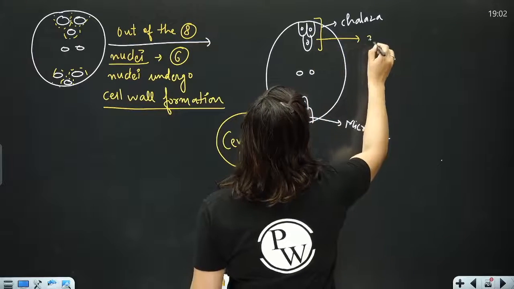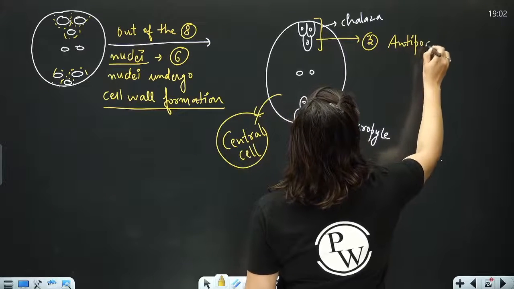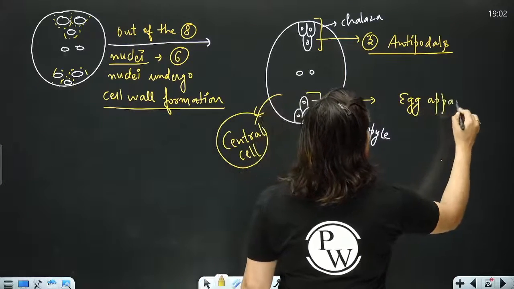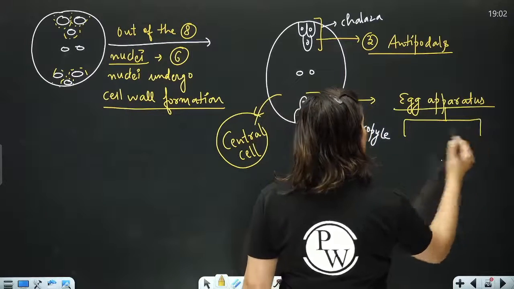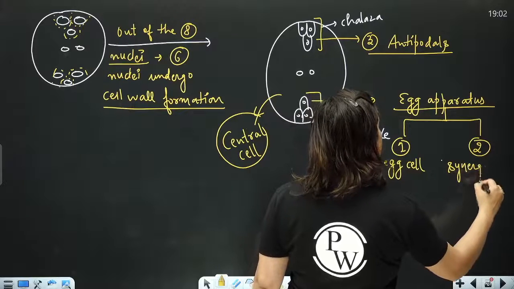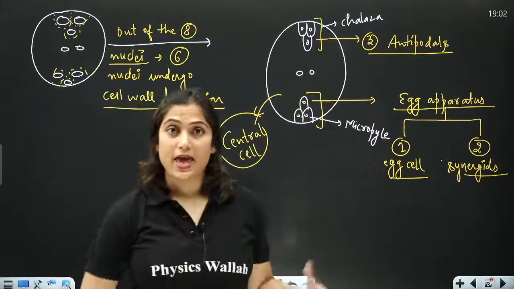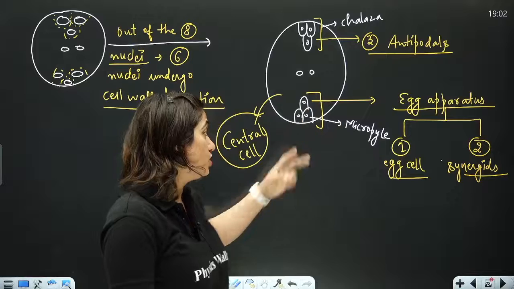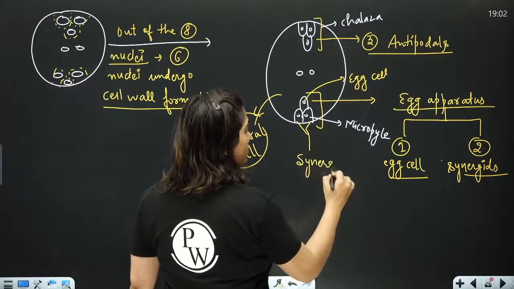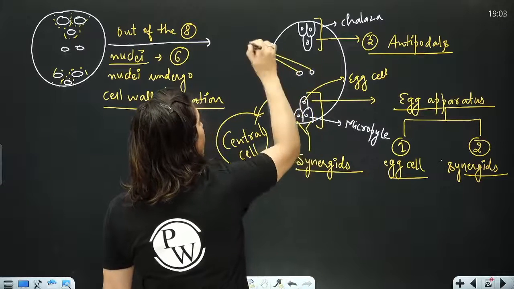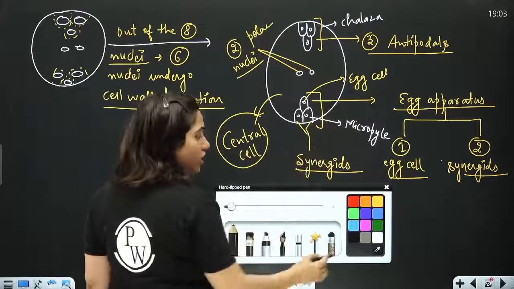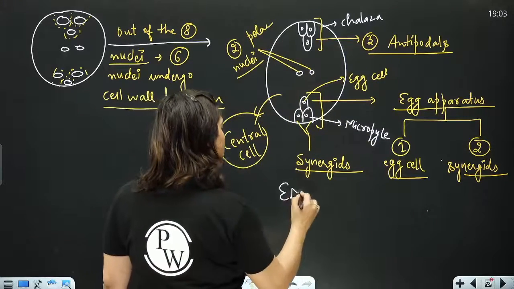These three cells are the three antipodal cells present toward the chalaza. And this is a three-celled structure called the egg apparatus. Egg apparatus has one egg cell and two synergids. So the question asks, egg apparatus is how many celled structure? Egg apparatus is a three-celled structure, containing one egg cell and two synergids, and it is present towards the micropylar end. And these are the two polar nuclei which are present in the largest cell of the embryo sac. Now the structure which is present over here is called the embryo sac.